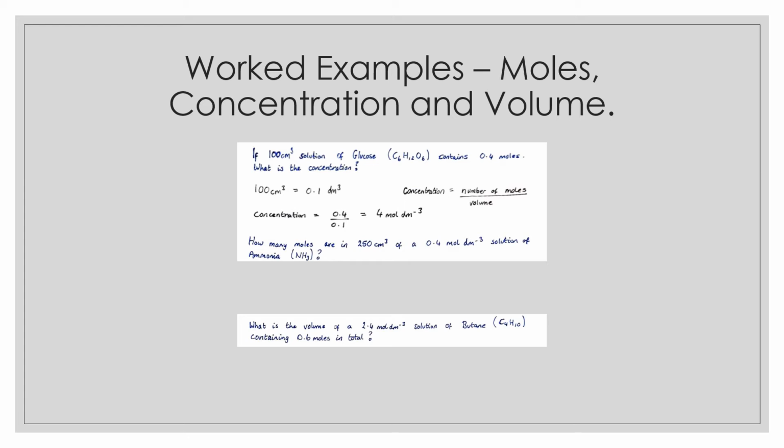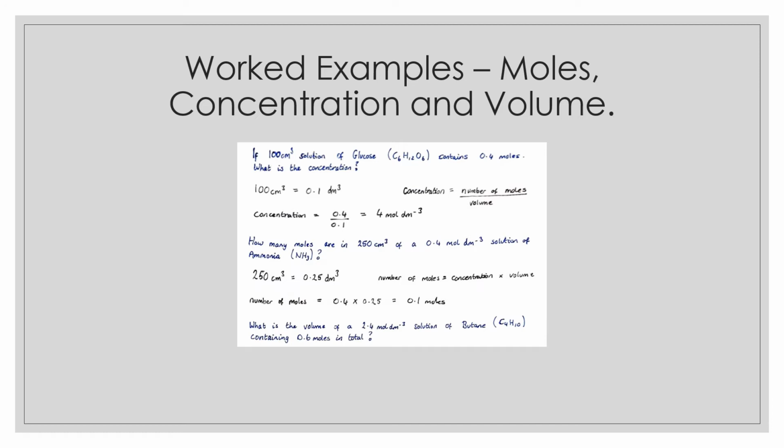For this second question, the first thing to do is convert from centimeters cubed to decimeters cubed. 250 centimeters cubed is 0.25 decimeters cubed. Since we know the concentration, we then just need to multiply the volume by concentration to get number of moles. So 0.25 multiplied by 0.4 equals 0.1. So we have 0.1 moles in total.